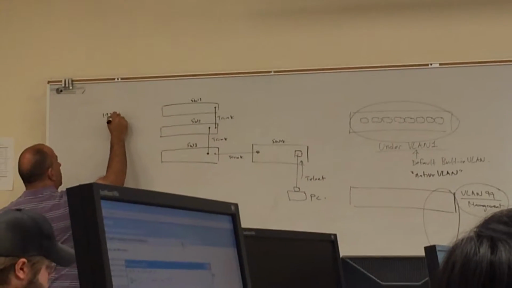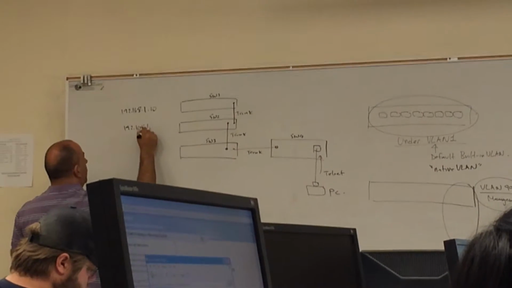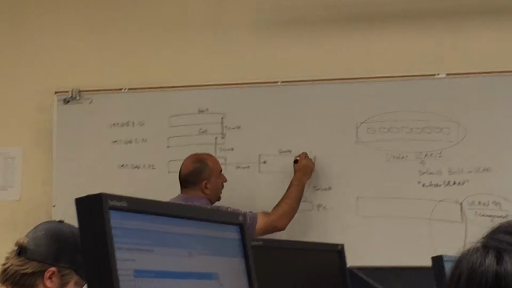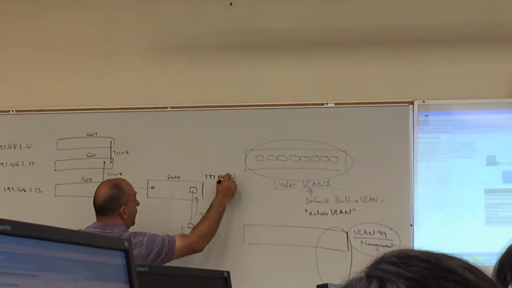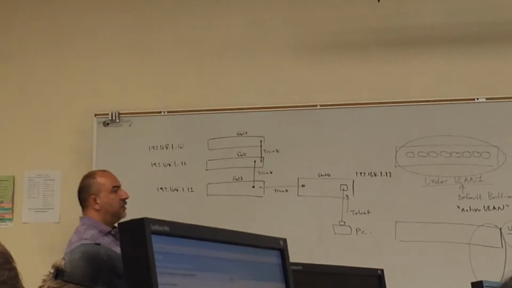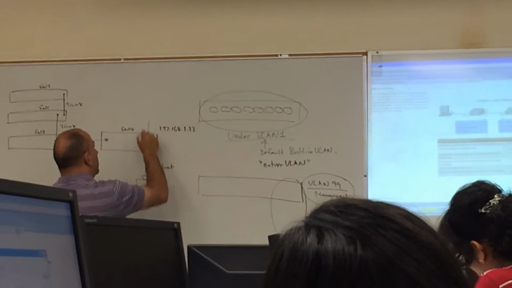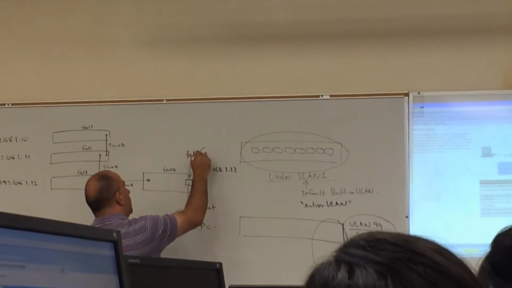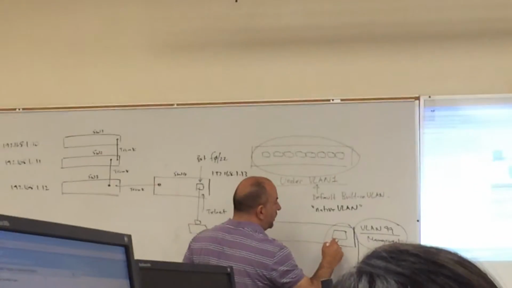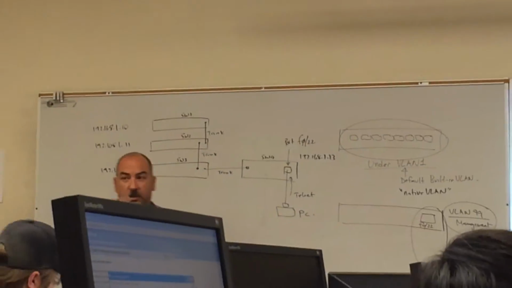So 192.168.1.10, 192.168.1.11, 192.168.1.12, 192.168.1.13. So what I need to do, let's say this is port F0/22. So I need to move port F0/22 to VLAN 99. Okay, so that it belongs to that VLAN.